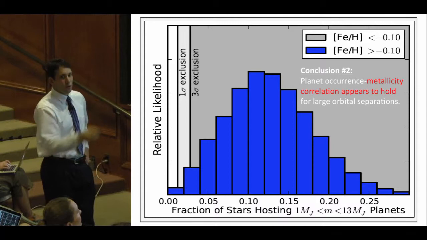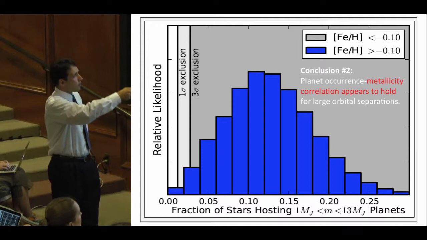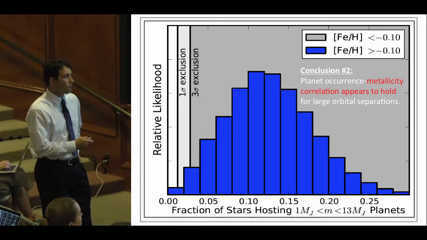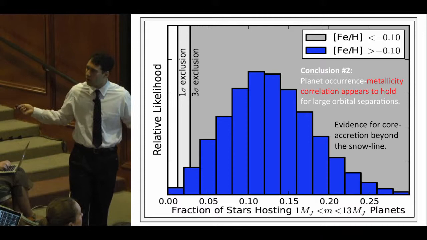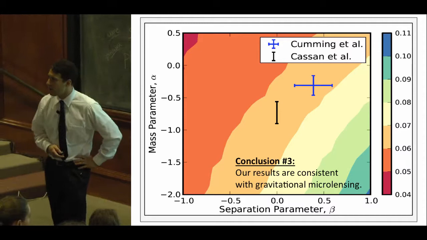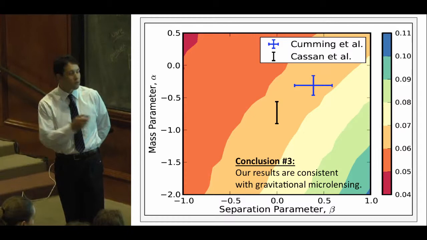And so we had to put exclusion limits here. So at 3 sigma, the occurrence rate of gas giant planets around low metallicity M stars is very, very low, less than 0.03. And so this might be evidence for core accretion beyond the snow line. And finally, conclusion number three is that our results are consistent with gravitational microlensing. And so I'm running out of time, so you can read Ben's paper to look at the details of that comparative analysis. Thanks.